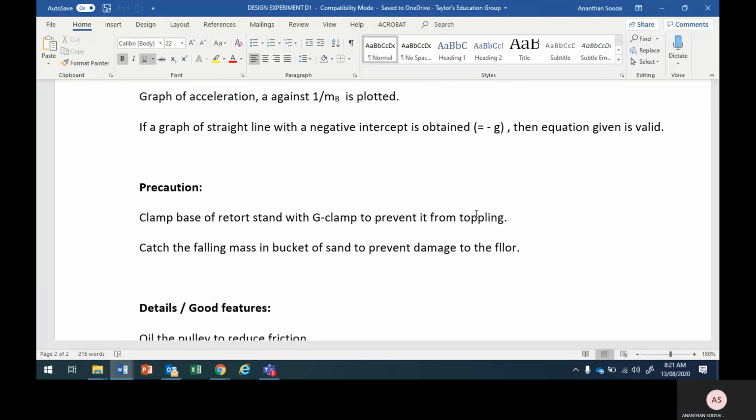So precaution. The document I gave you that day has a list of precautions for you to do. If there are heavy masses, put a bucket of sand at the bottom so that they fall into the bucket of sand. And a G clamp can be used to prevent toppling. So safety goes for 1 mark. They give 1 mark for safety. If you write 2 safety points, I don't think you get 2 marks. 1 mark for safety. The others are something else.